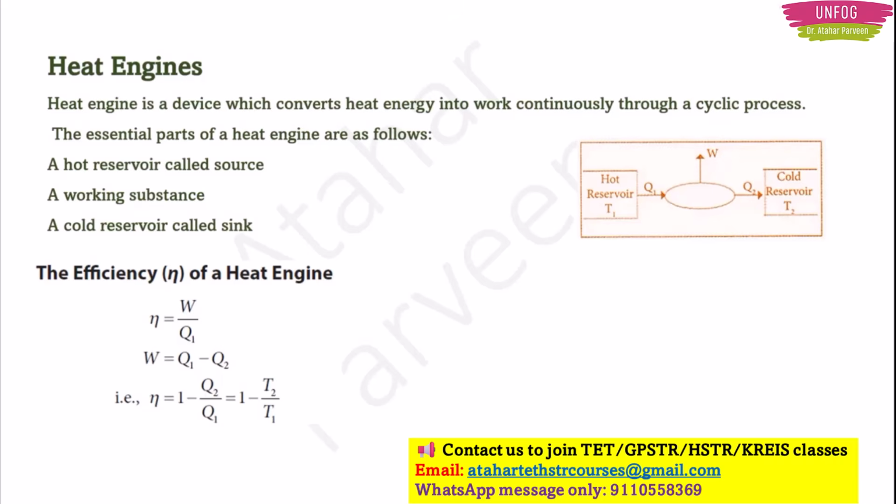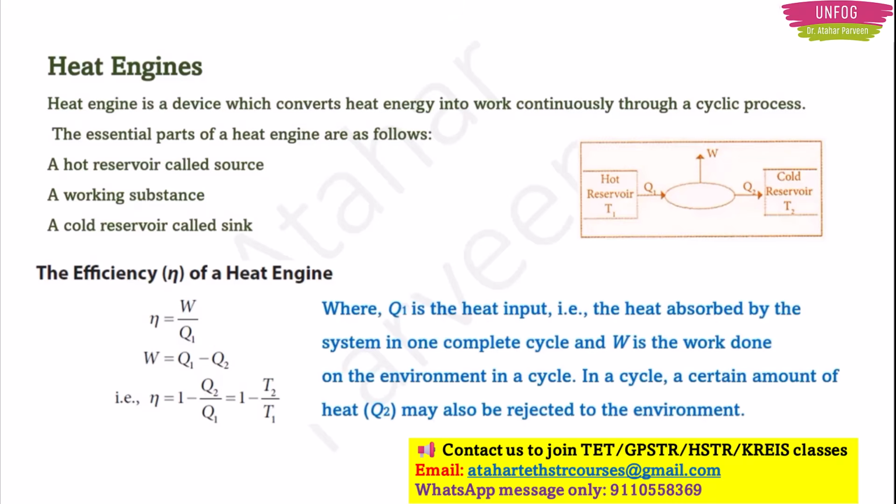Now because temperature is directly proportional to heat, I can also write it as efficiency is equal to 1 minus T2 by T1. This is a very important formula. Eta is equal to 1 minus Q2 by Q1 or eta is equal to 1 minus T2 by T1. Now as I told you, this Q1 is the heat input, that is the heat absorbed by the system in one complete cycle. W will be the work done on the environment in a cycle, and in a cycle a certain amount of heat Q2 may also be rejected or given to the environment. This is all I told you already.